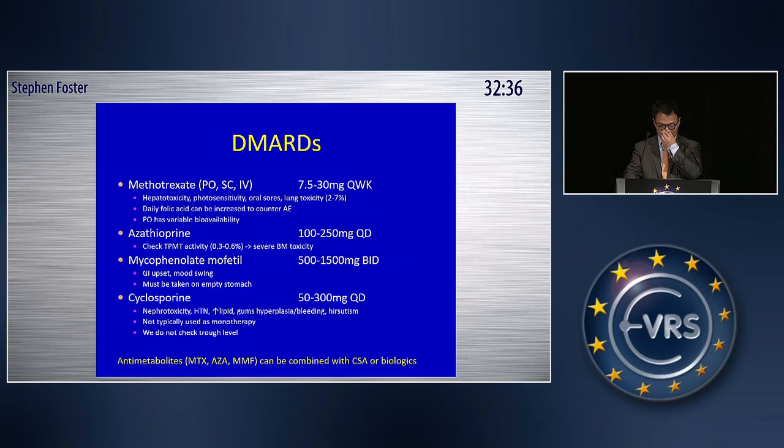For the disease-modifying anti-rheumatic drugs, you're talking about methotrexate, and the dosing can be oral, subcutaneous, or IV. We typically start with oral just because it's easy. It's once a week. You still have to take folic acid every day. We're starting to tell patients not to take folic acid on the day of methotrexate intake. But studies have shown even if you take it every day, it doesn't really decrease the efficacy of methotrexate.